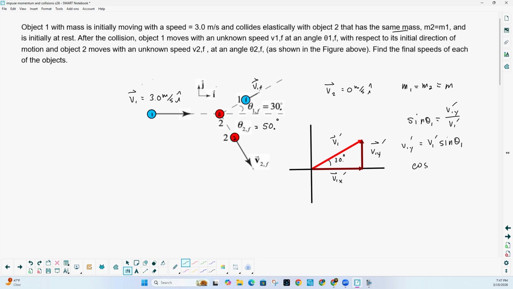Okay. Cosine theta 1 is defined as adjacent over hypotenuse. This is the adjacent side, so this is going to be V1X prime over V1 prime. And that means that the x component is going to be equal to V1 prime times the cosine of theta 1. I'm going to write that using vector notation. So V1 prime is going to be equal to V1 prime cosine theta 1 i hat plus V1 prime sine theta 1 j hat.